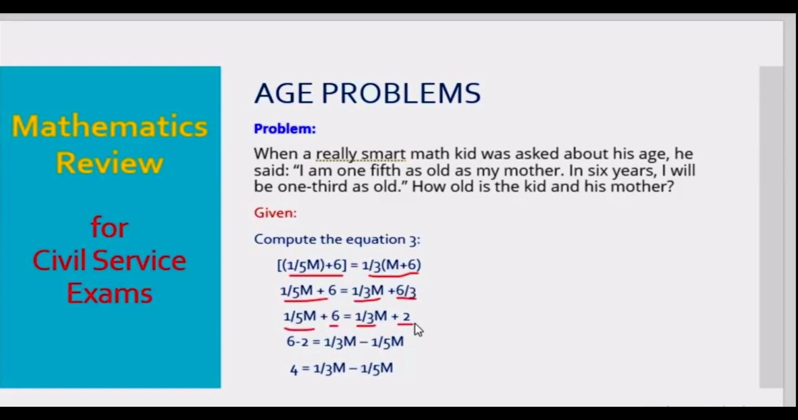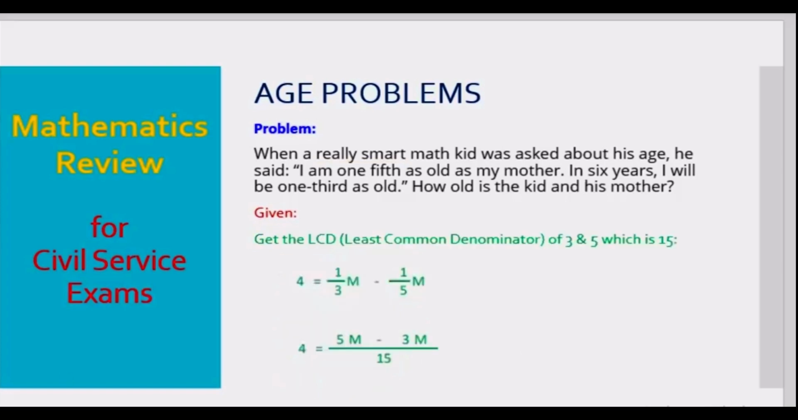Plus 6/3 is just 2. So combining similar terms, the 6 here is greater than 2, so I'll just retain the 6. So left side ng equal, so 6. So yung 2, ilipat ko sa kabila, so magiging minus 2. So yung equals, so yung 1/3 ng m, retain, so yung 1/5, ilipat ko lang sa kabila, yung minus. So here, 6 minus 2 is 4, is equals to 1/3 of m minus 1/5 of m. So that is the equation.